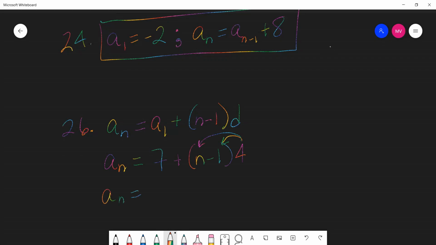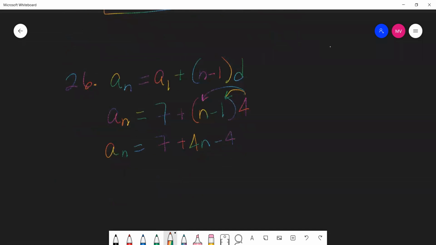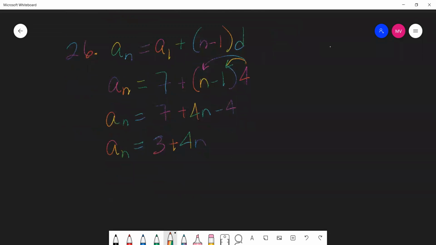AN equals 7. And then 4 times a positive N is 4N. 4 times a negative 1 is minus 4. All right, and so then we just simplify our constant terms and we end up with the simplified formula AN equals 3 plus 4N. Or to use our math etiquette, it's AN equals 4N plus 3.